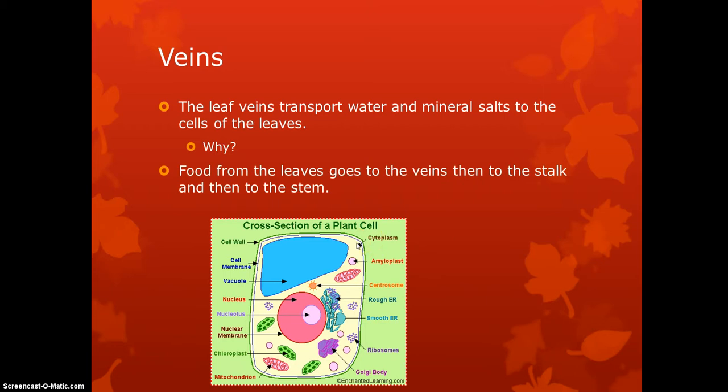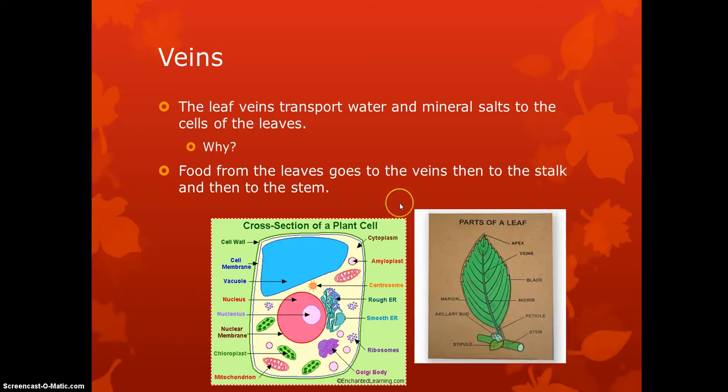Food from the leaves goes from the veins, then to the stalk and to the stem, where it gets transported to all parts of the plant so that life processes can be carried out. So let's look here. The food from the leaves, so the green parts of the leaf blade over here, goes from the veins, so it goes to the branch veins, then to the main vein, then goes to the stalk, and then goes to the stem.